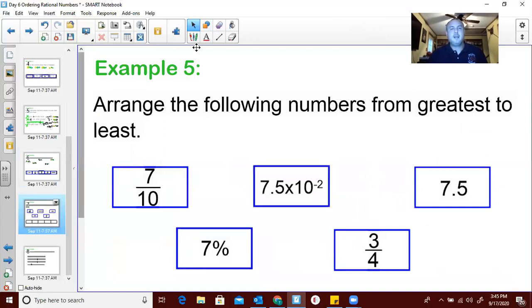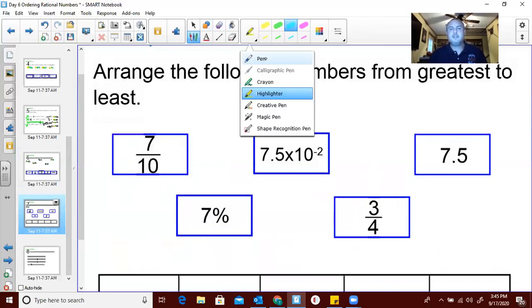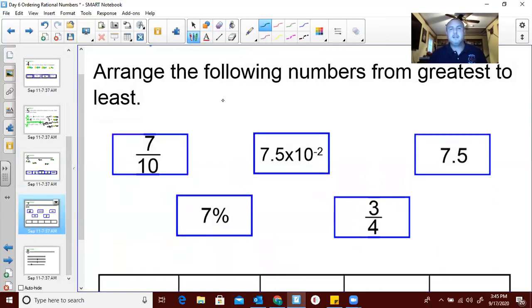All right, again, read the question first. We've got following numbers from greatest to least. So we're starting with the biggest number. I can tell you that 7/10 is 0.7. Double dip method, you get 0.07.